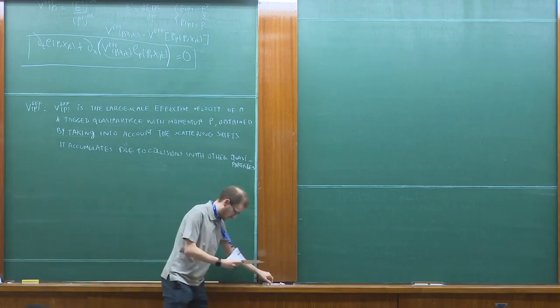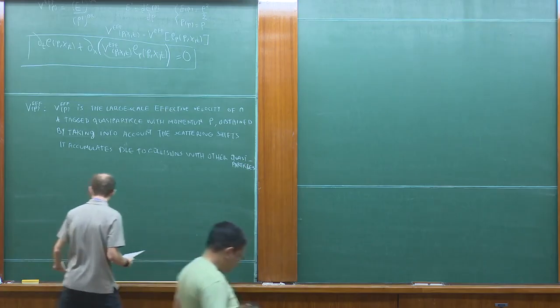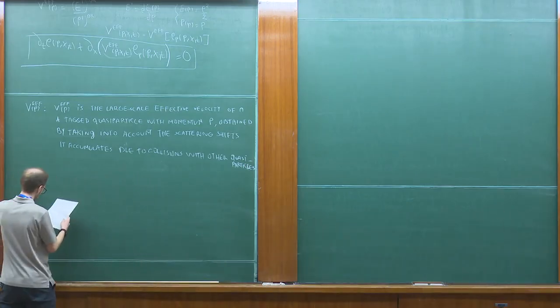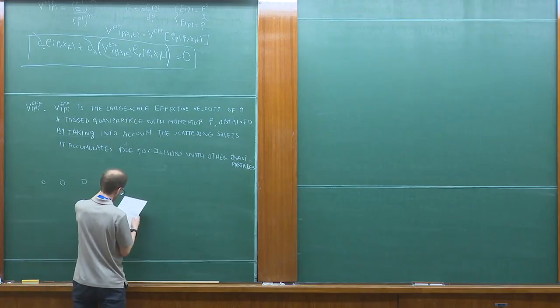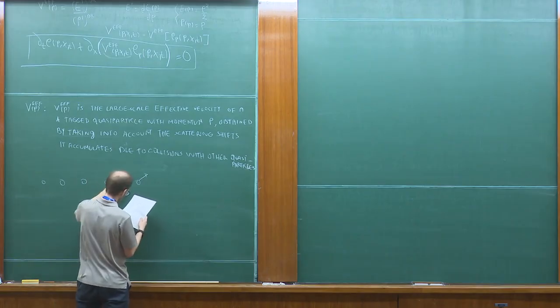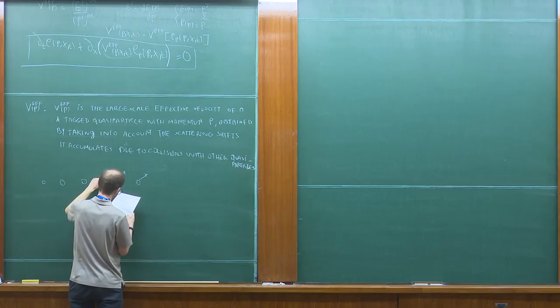In particular, just to show you, it's something like this. Let's say these circles are particles which have some velocity. Hopefully I do it well.